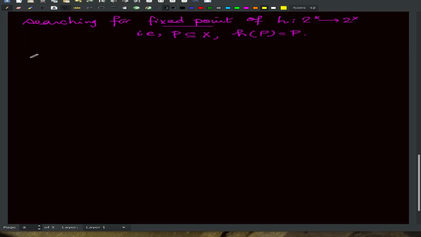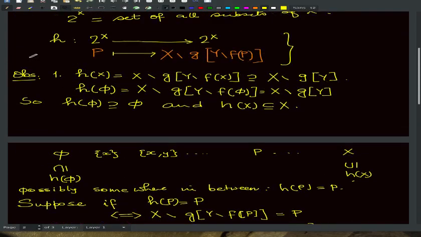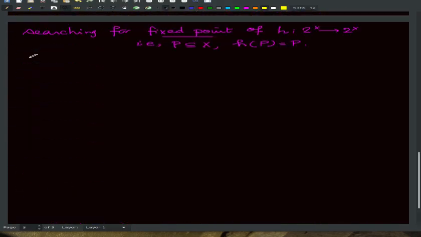Suppose, so this is what I get from observation 1. Now let's have a second observation. What happens if we have P being a subset of Q? How do h(P) and h(Q) relate? Let's try and see, because you see, we are going to make our sets bigger and bigger and bigger.